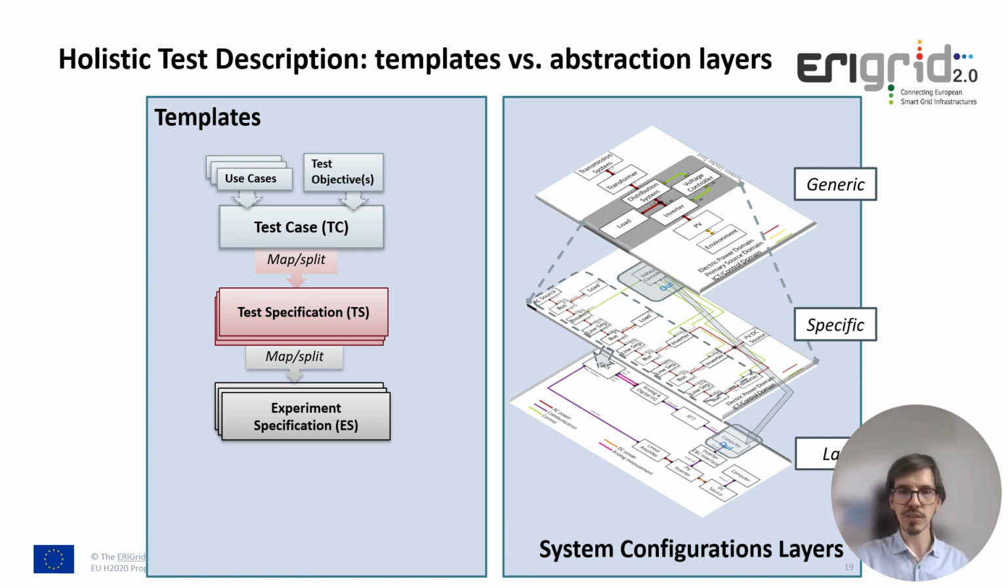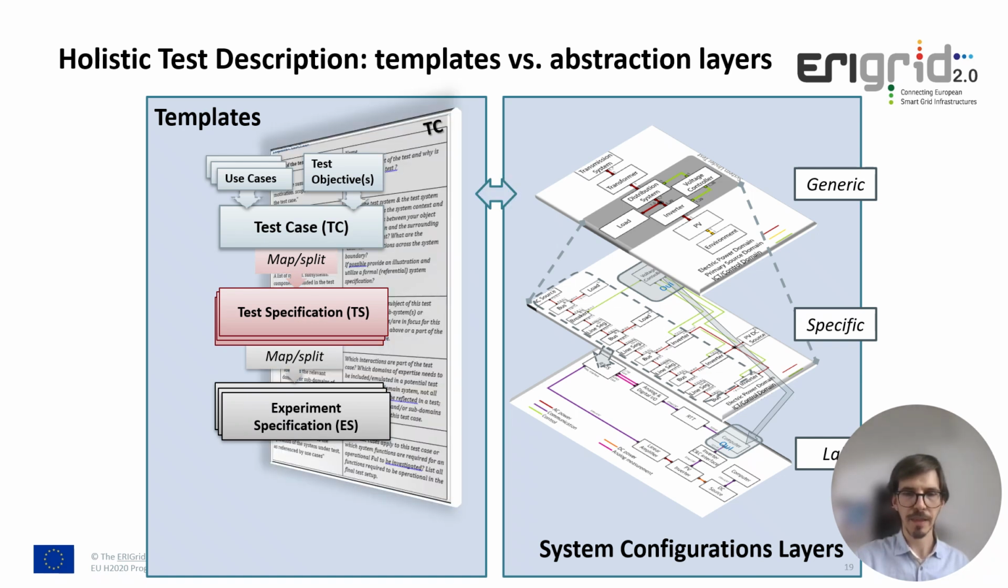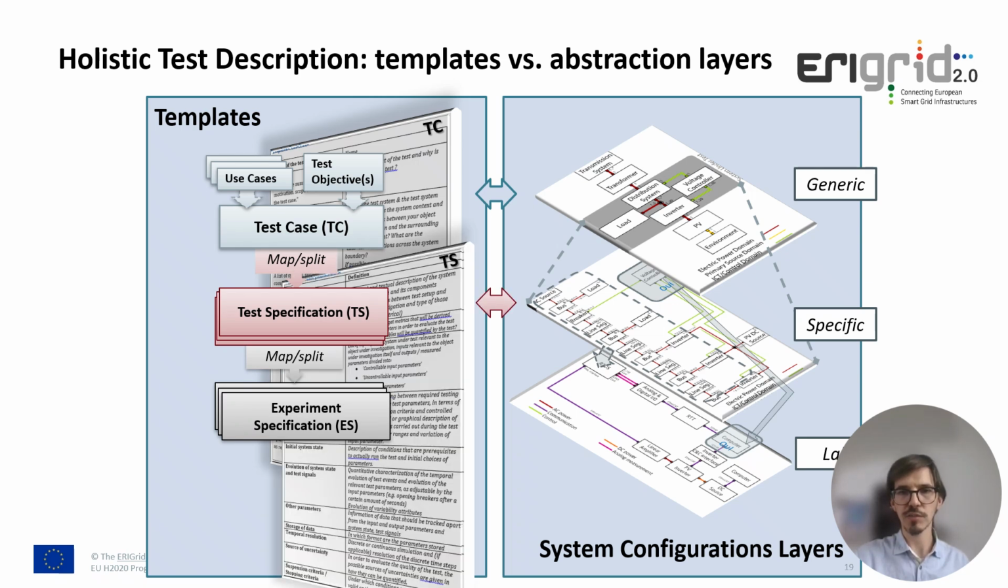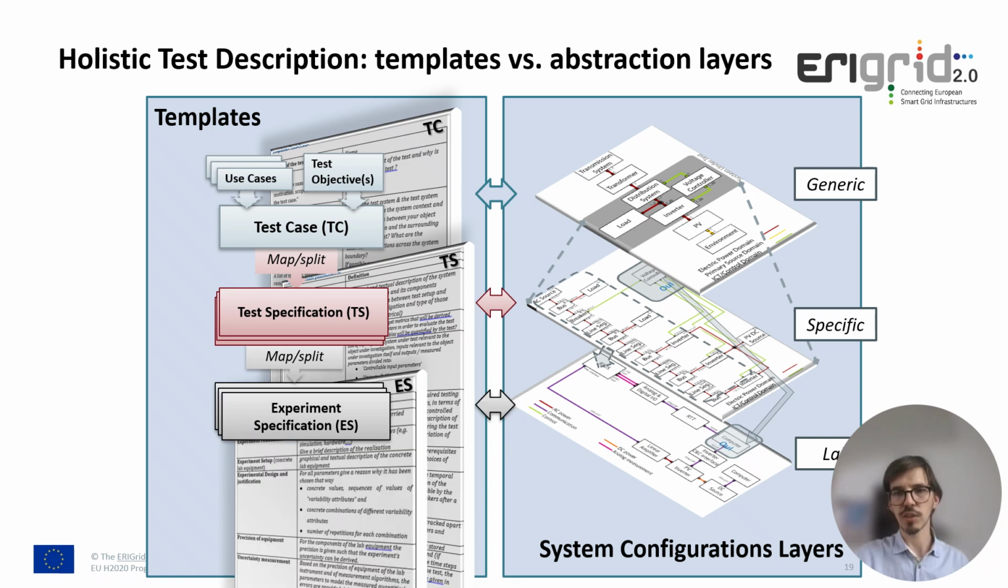So this gives us an understanding of the layering and how we go from an abstract concept to a very concrete implementation that can be documented with the holistic test description. And since we have these concepts clear, we can now go ahead and fill in, for a specific test case, the test case template. For test specification, we have a test specification template. And for the experiment specification, we have an experiment specification template.